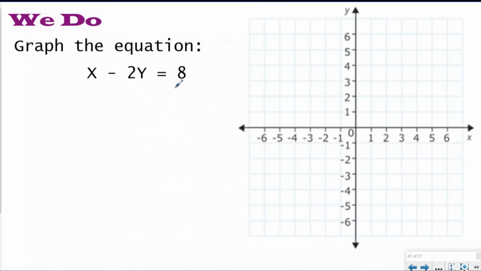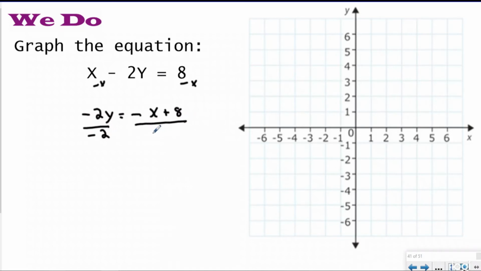All right, so here we have another linear equation. It's not in slope-intercept form, but let's go ahead and write it in slope-intercept form. And that way, I can graph it without having to do an ordered pair. So first thing I want to do is get rid of my x by subtracting an x. So now I have -2y equals -x plus 8, because I put my subtracting x in front, right? And that's still +8.